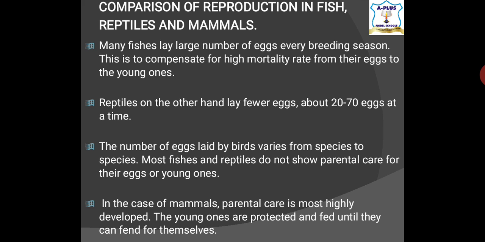In the case of mammals, parental care is mostly highly developed. You can notice an example of mammals is human beings. You can see how our parents care for us. They care for us very well, which is not applicable in some fishes and reptiles. The young ones are protected and fed until they can fend for themselves. That means they protect them to a stage where they know that they can live successfully on their own.